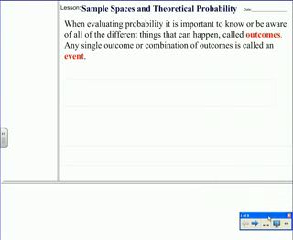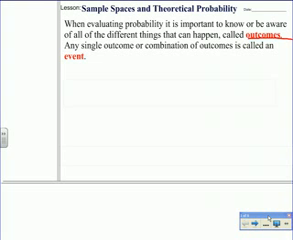When evaluating probability, it's important to know or be aware of all the different things that can happen. These are called outcomes. Every little thing that could happen when you do something. Now, it could be as simple as when you flip a coin. What could happen? When you flip a coin, what could happen? It could land on heads or tails. So you have two different outcomes. That's it. You have two different outcomes. It could be a heads, could be a tails.